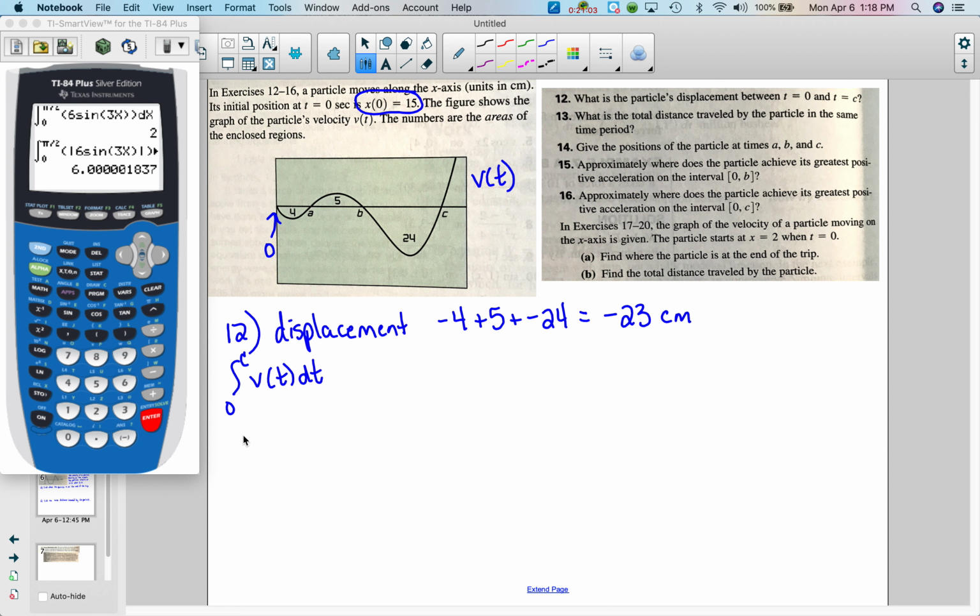So that's 12. Number 13, what is the total distance traveled by the particle in the same time period? So the total distance, we're going to take the integral from 0 to c of the absolute value of v of t dt. So now we're going to have 4 plus 5 plus 24. So we get 33 centimeters.